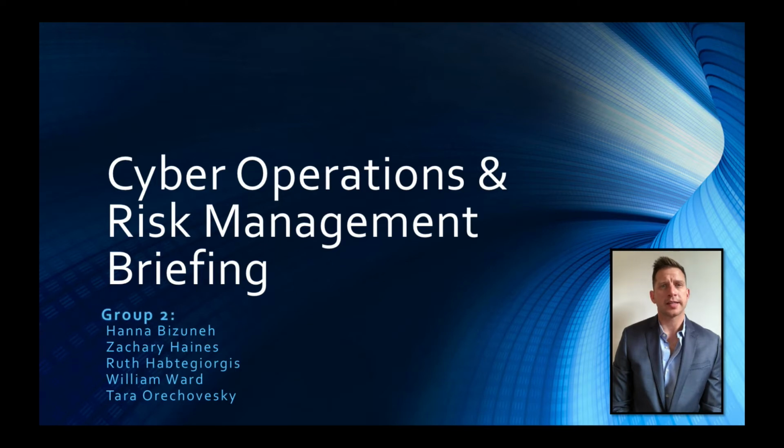Today, our team will provide a cyber operations and risk management briefing. Hanna will identify the software assurance needs and expectations of the organization, as well as describe key attributes of the software development lifecycle. I will identify known supply chain risks and software vulnerabilities. Ruth will present and recommend the software options that meet the organization's needs. William will evaluate the supply chain options and the costs associated with each recommendation. And finally, Tara will brief the recommended contract language to ensure that the supply chain, network, and operational security requirements are met.